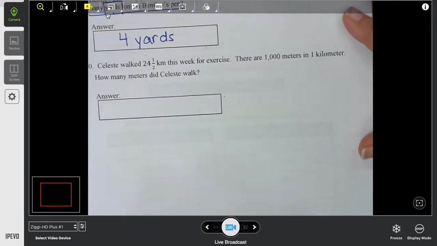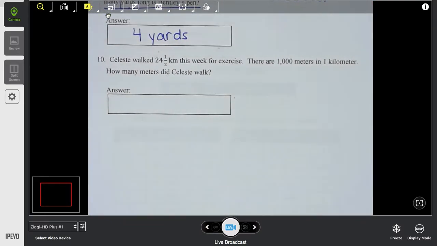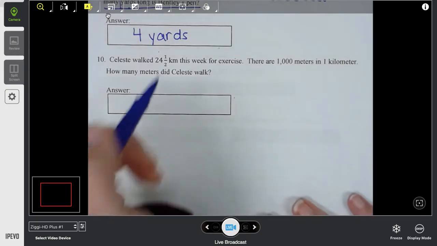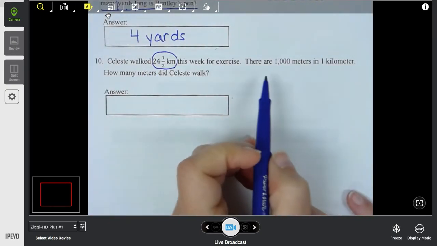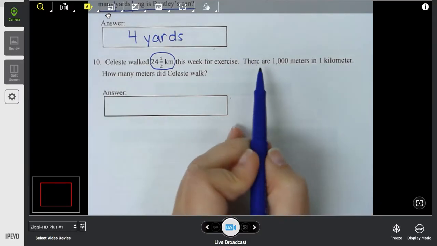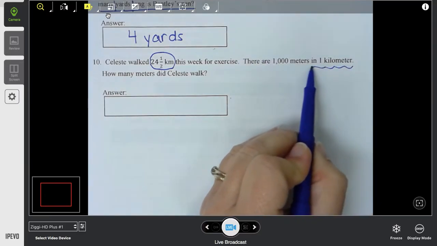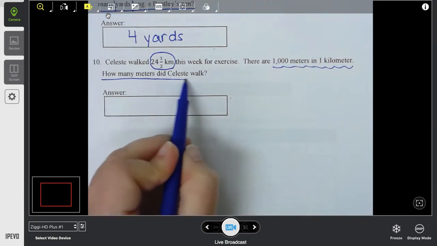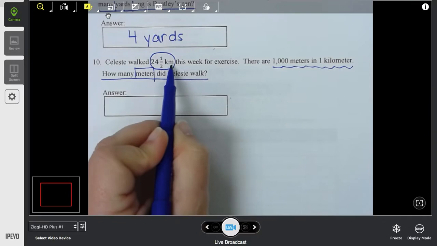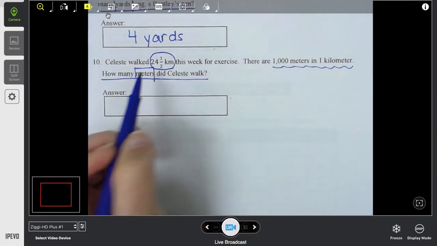And last but not least, we have Celeste. Celeste is walking 24.5 kilometers this week. Oh, good, a fraction. For exercise. Seems like what we've been doing recently. There's 1,000 meters in 1 kilometer. There's our conversion. How many meters did she walk? So we're going from kilometers into meters.